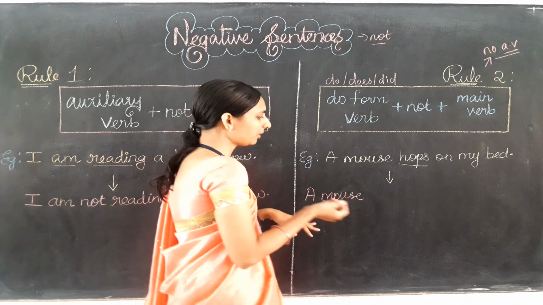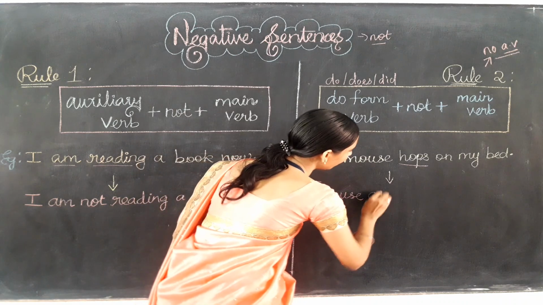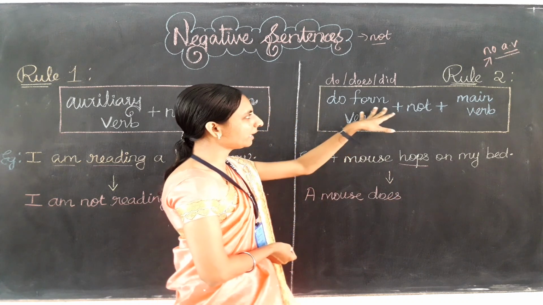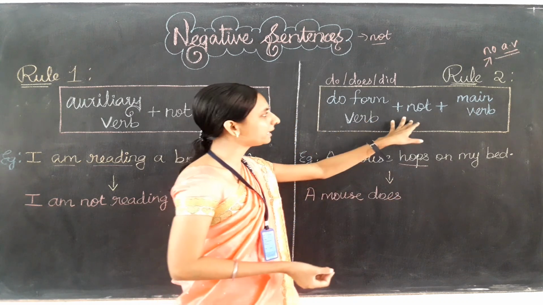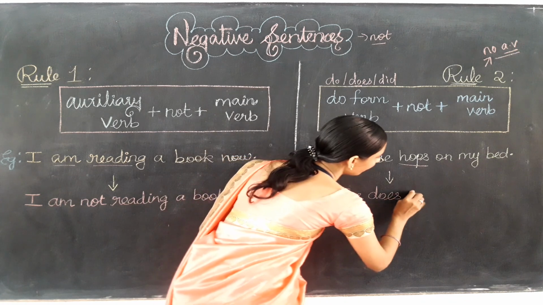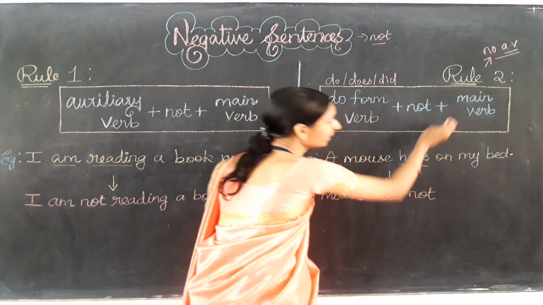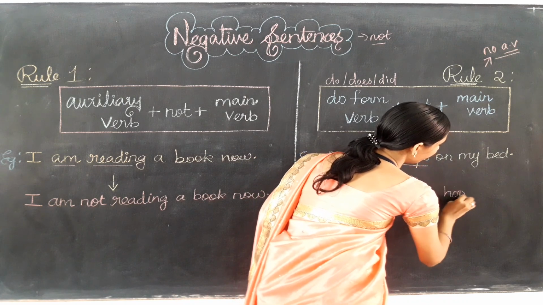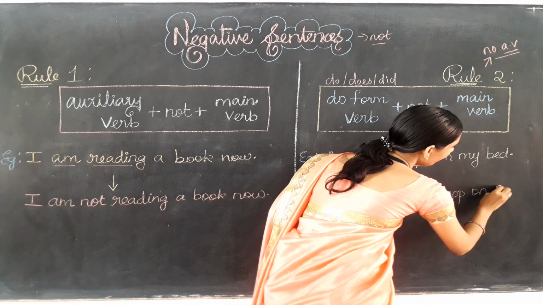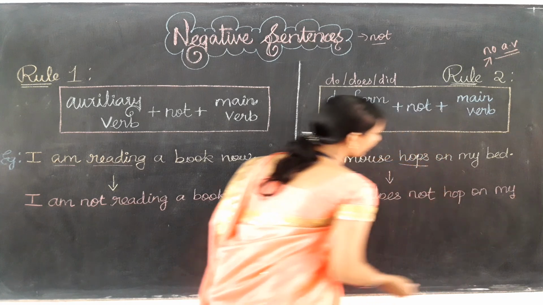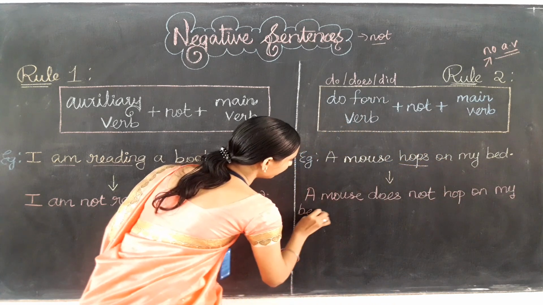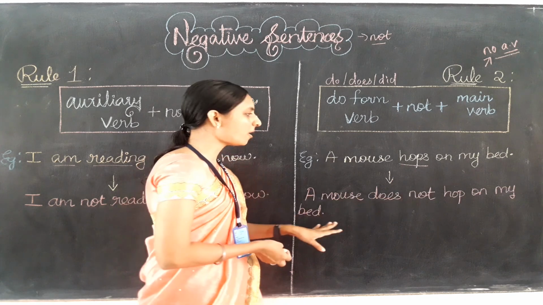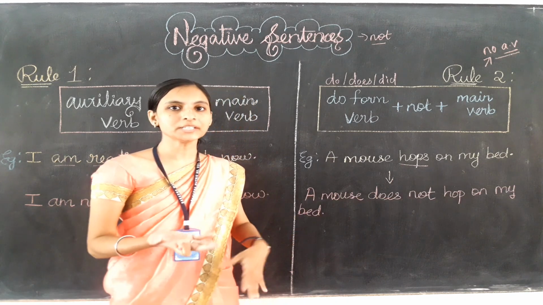So here after writing a mouse, I need to write does. A mouse does. Then what do I need to write? After writing the do form verb, I need to write not. Then what will come? The main verb. Here the main verb is hop. Hop on my bed. See, a mouse does not hop on my bed. This is the negative sentence.